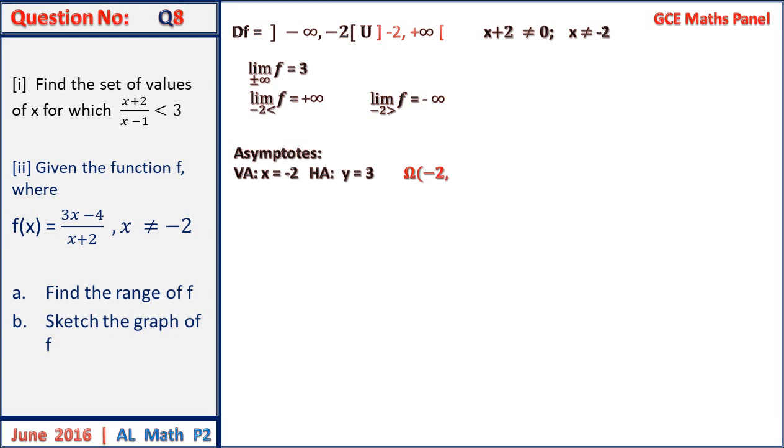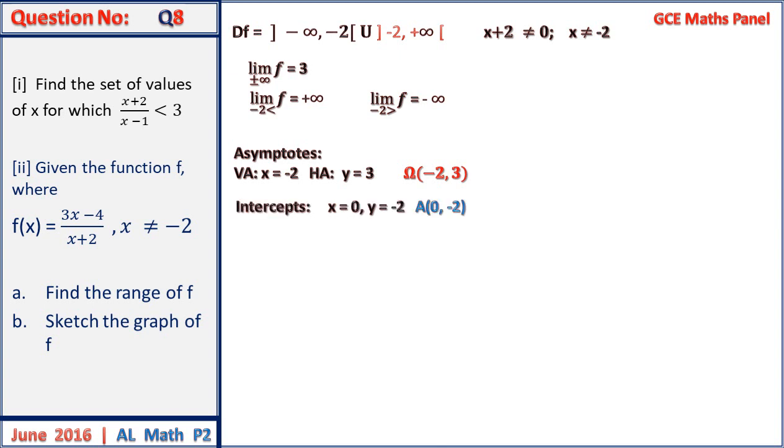The next thing is to state the asymptotes, and here we have the vertical asymptote from the domain of definition to be x equals -2, and the horizontal asymptote from the limits as x tends to positive or negative infinity to be equal to 3. Therefore, the center of symmetry, though it has not been asked, is given by the vertical asymptote, comma, the horizontal asymptote, and in this case, (-2, 3) is the point of symmetry.